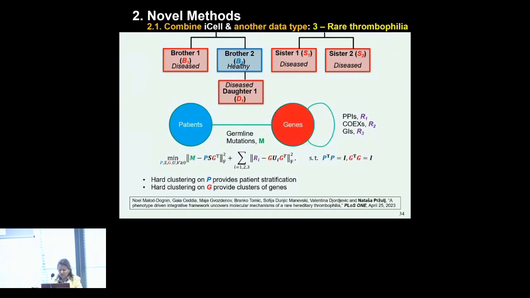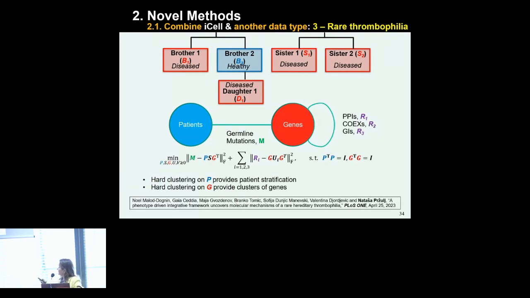Okay, now another illustration. This is a paper also published maybe 1, 2, 3 months ago in rare thrombophilia. This is a very rare mutation, so-called Belgrade mutation. It's only present there and northern Italy and in the Far East. So in rare diseases, we have very few patients, very few samples, and this can be used to boost the signal. So in this particular case, we only had 5 individuals, 2 families, 2 brothers, 1 diseased, 1 healthy. But the healthy brother had this diseased daughter, and then another family was of 2 sisters. So, there's basically no statistical power to get anything from the genomes here.